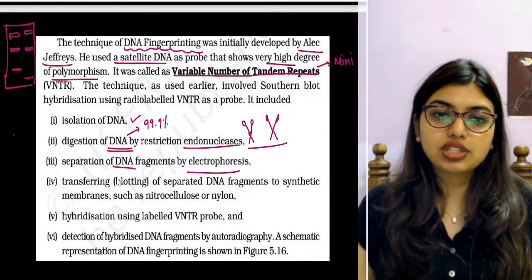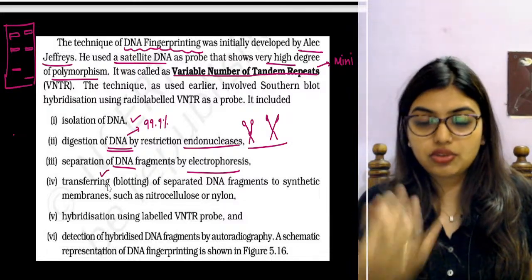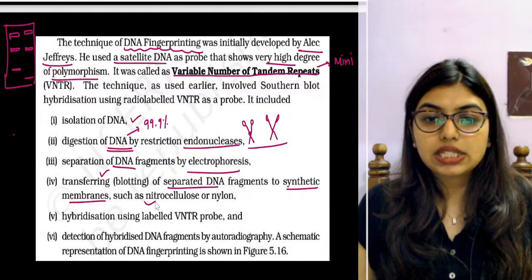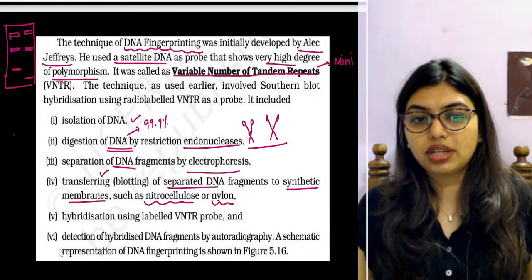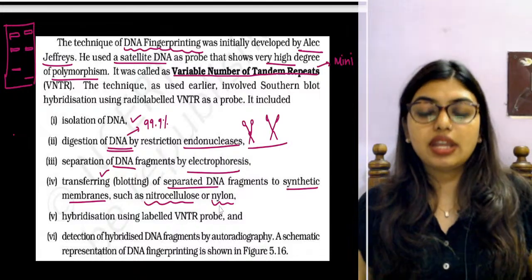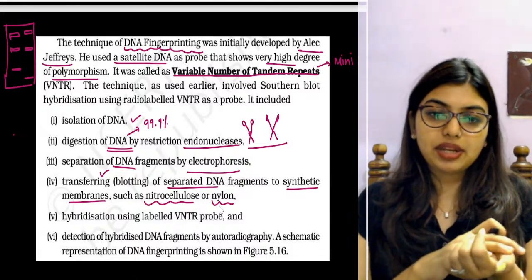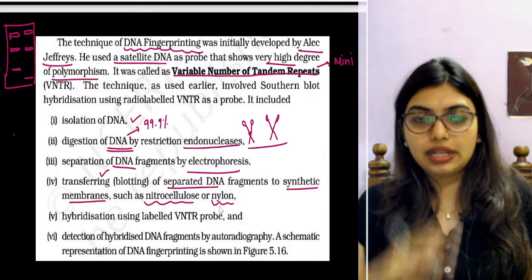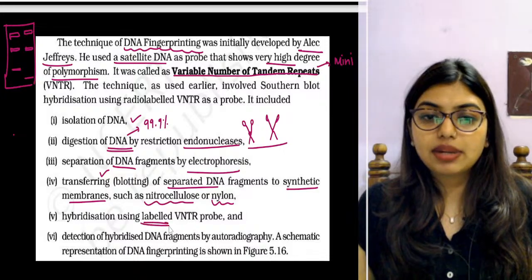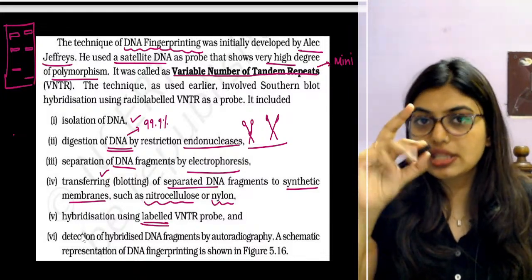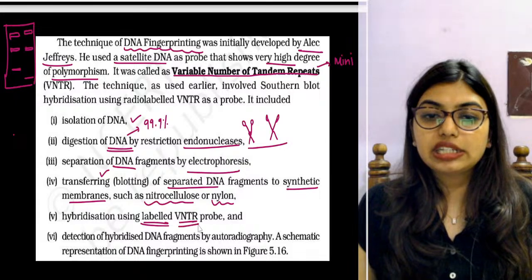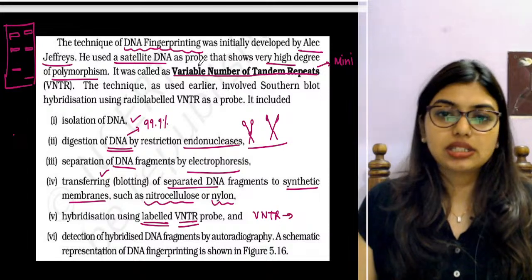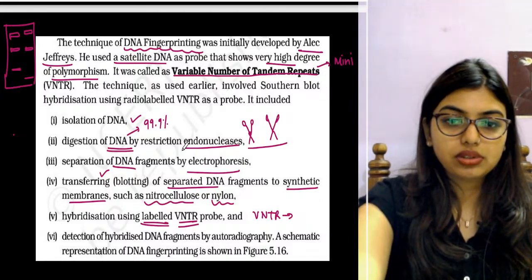Then we transfer the electrophoresed, separated DNA fragments by blotting to a synthetic membrane called a nitrocellulose membrane or a nylon membrane. We do Southern blotting here, transferring the separated DNA fragments onto a nitrocellulose or nylon sheet. Now, what does hybridization mean? I understood that this is the sequence I wanted, so I will use a VNTR probe. A VNTR probe is nothing but a complementary sequence. Now imagine, students, let's go down.